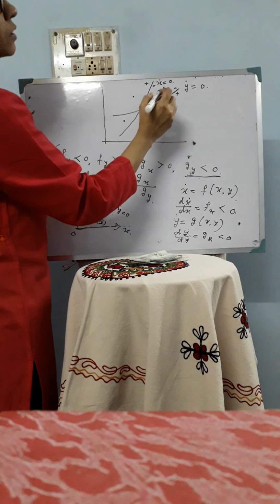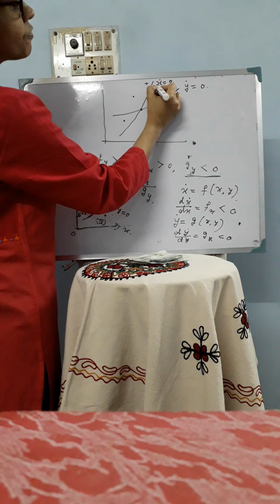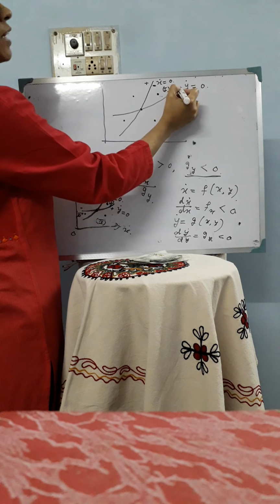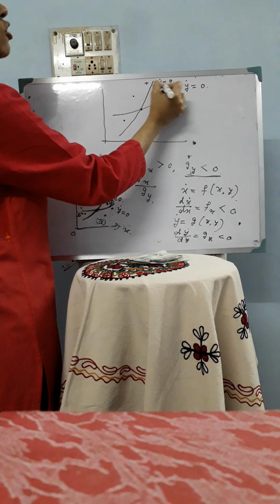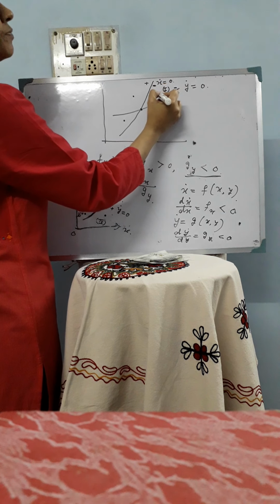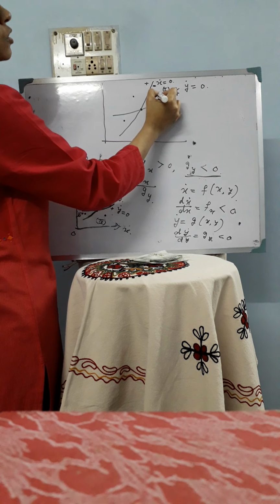Now at this point, what is the value of x dot? The value of x dot is negative, and what is the value of y dot? The value of y dot is negative. So both the values of x dot and y dot are negative at this point.